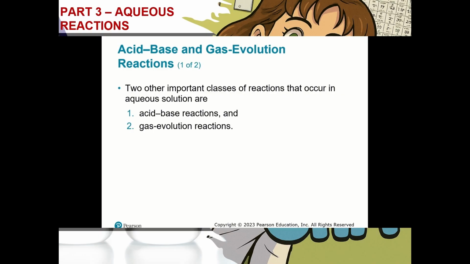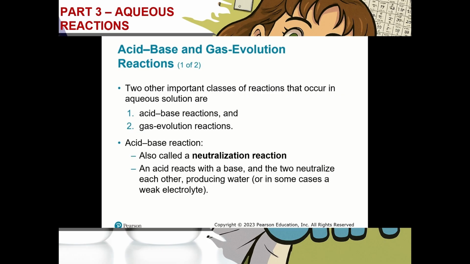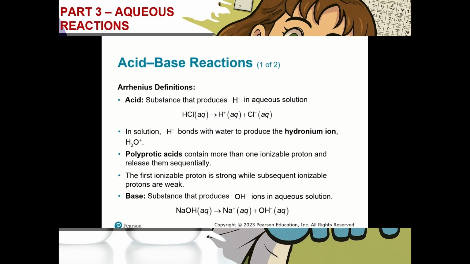So in the 2 more reaction types, we have acid-base and gas evolution. Acid-base reactions neutralize each other to form water and salt, and gas evolution reactions produce gas, often alongside water. Both involve ion exchange. So 2 other important classes of reactions, as I said, is this. We call these neutralization reactions because actually they neutralize the solution. Okay? According to Arrhenius, acids produce hydrogen ions and bases produce hydroxyl ions.